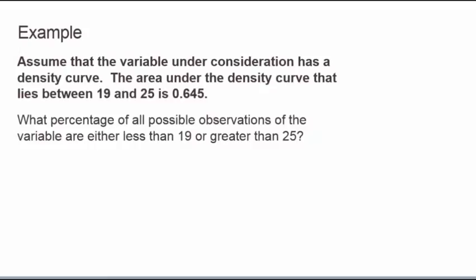Example. Assume that the variable under consideration has a density curve. The area under the density curve that lies between 19 and 25 is 0.645. What percentage of all observations of the variable are either less than 19 or greater than 25?